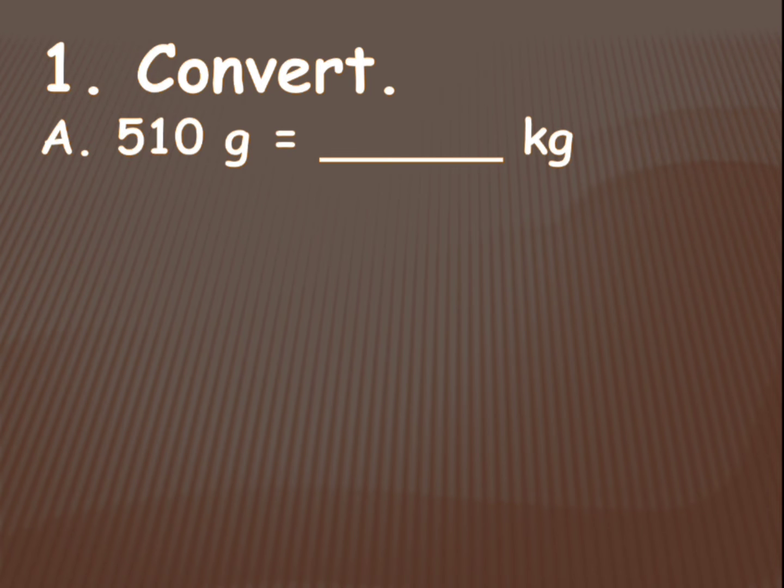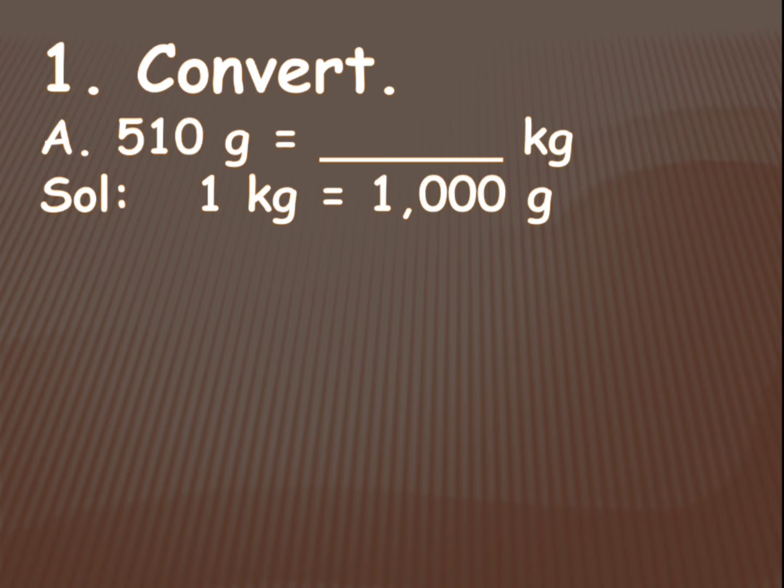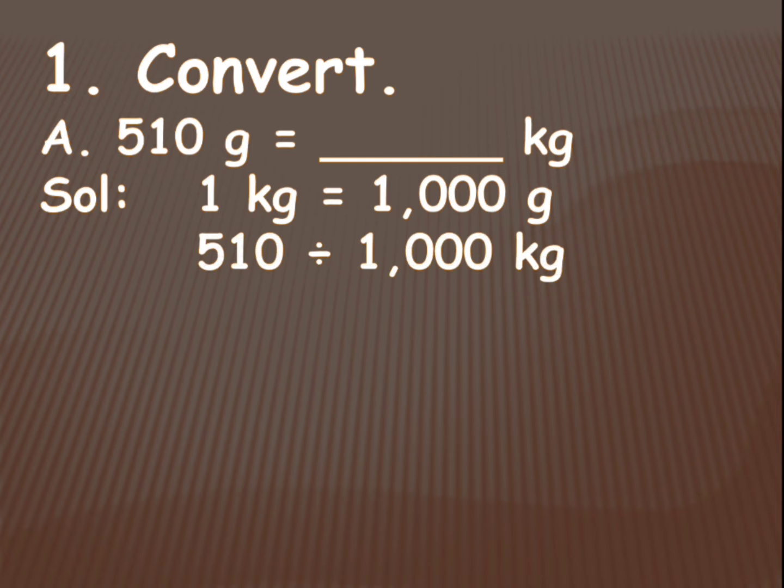So that is not so difficult. If it is centigrams, decigrams, decagrams, then it might be difficult. We have to check with the table and do it. Now it is grams and kilograms, you can do it directly. 1 kg is equal to 1000 grams. That means we need to divide by 1000. So 510 divided by 1000.